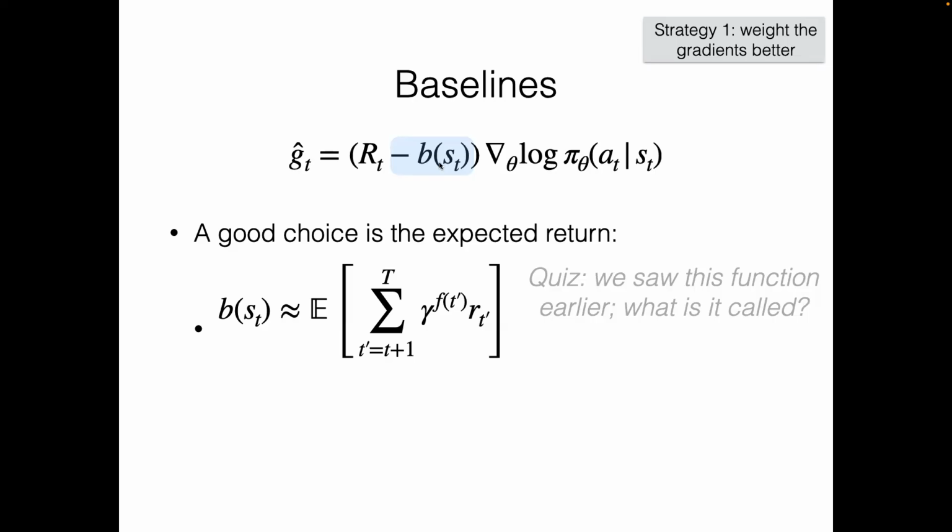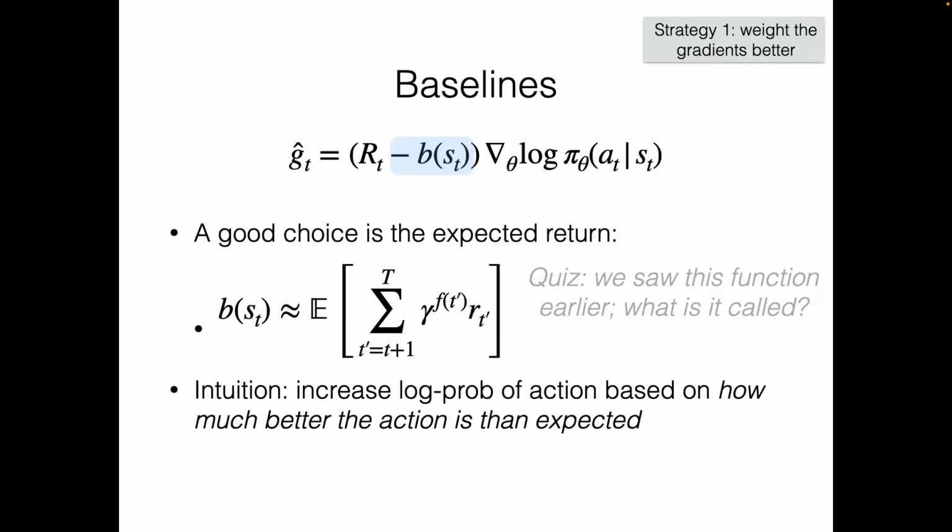So actually there's a code example of this as well. And this has this nice intuition, which is you are going to increase the log probability based on how much better than expected this action is. And then technically you can actually show that these baselines can reduce the variance, the statistical variance in this gradient estimator. So they're very justified things to do and very common if you're using policy gradient.